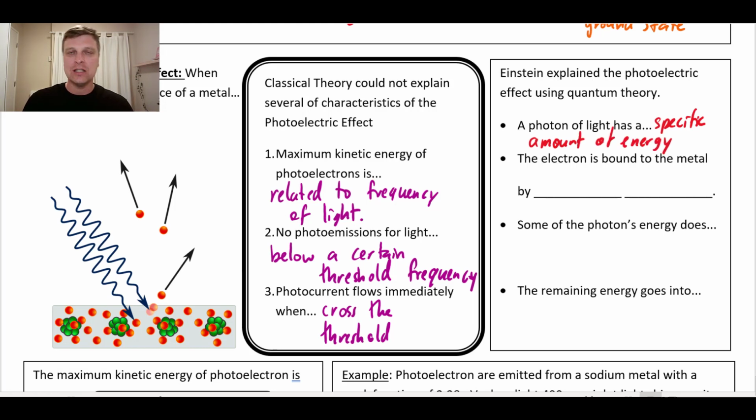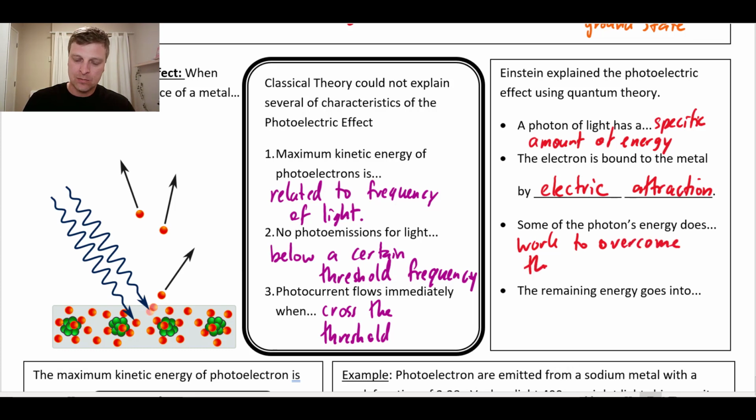And the amount of energy that's in a photon is limited. Each photon is like its own little bundle of energy, and it is its own discrete thing. So the electron is bound to the metal by an electrostatic attraction. Right? The electron is attracted to the nucleus. So what happens is with that photon, some of the photon's energy does work to overcome that attraction. Okay, it essentially ionizes the metal. And so what's left over goes into the kinetic energy.